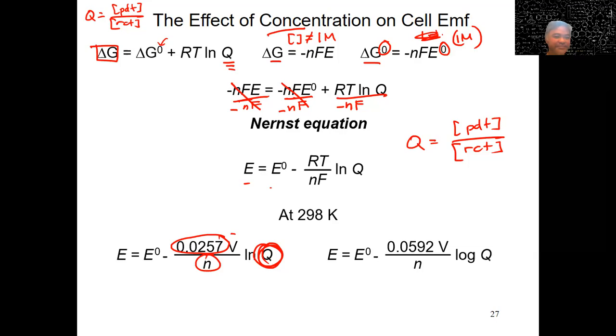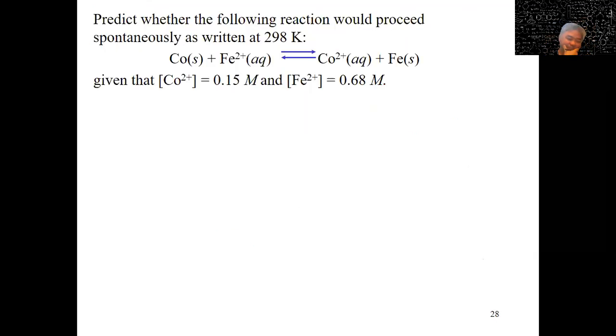Let's try this problem here. Predict whether the following reaction would proceed spontaneously as written at 298 Kelvin, given that the cobalt concentration is 0.15 and the Fe2 plus concentration is 0.16. So anong gagawin natin dyan? Maybe the first thing that we do, okay, let's try to get the standard E cell.